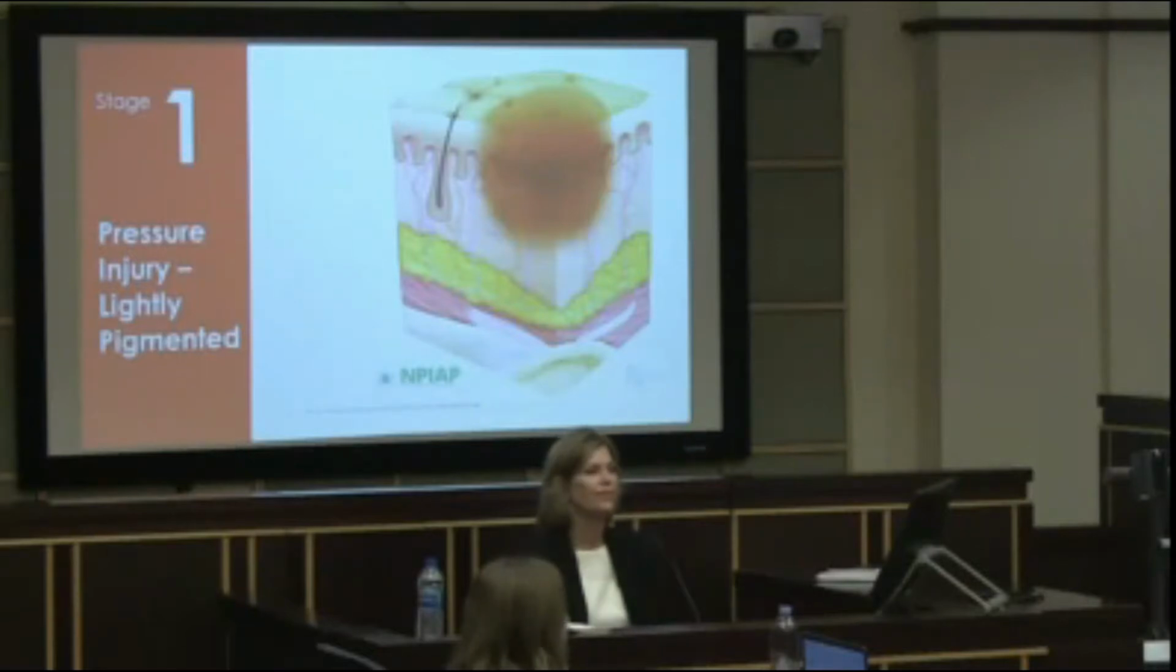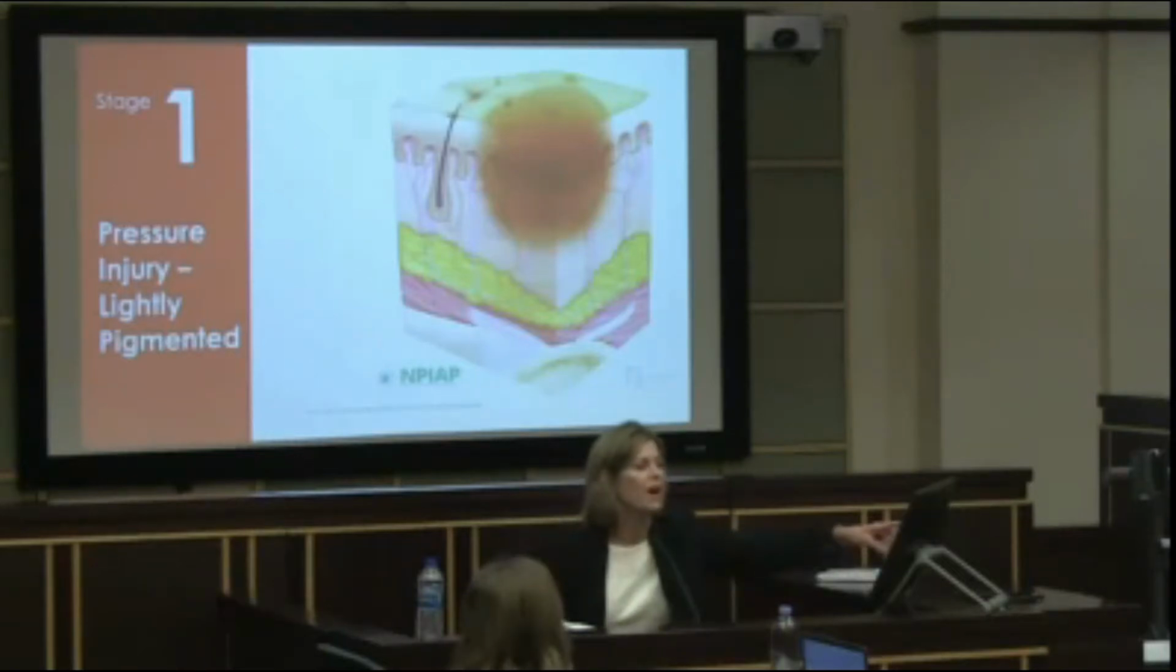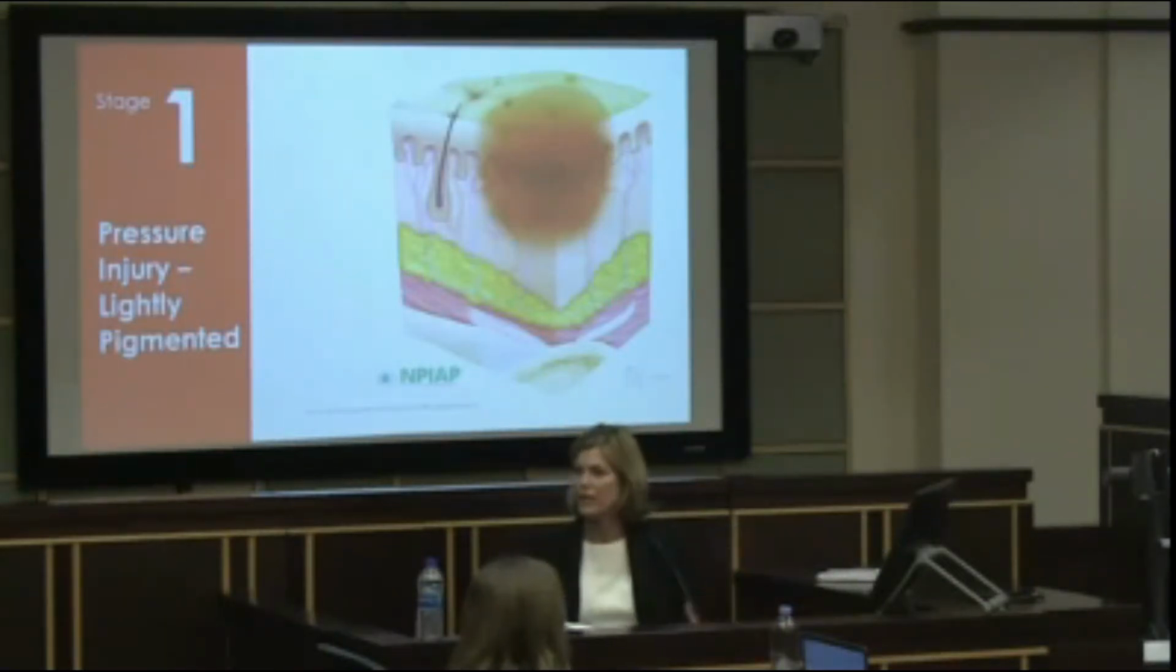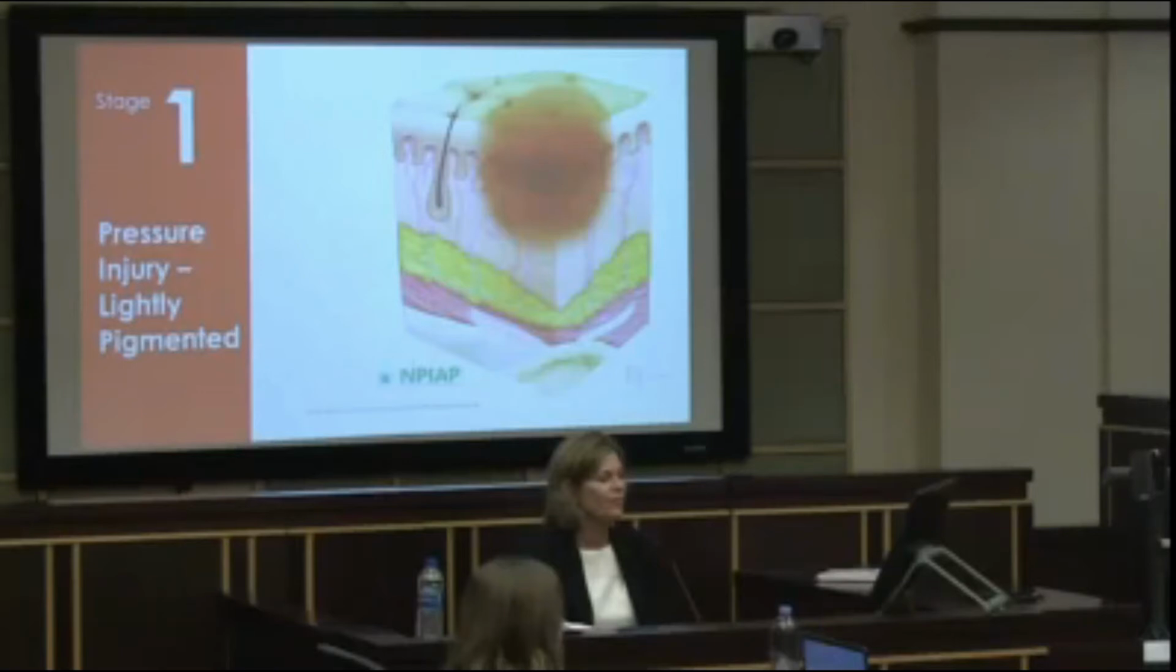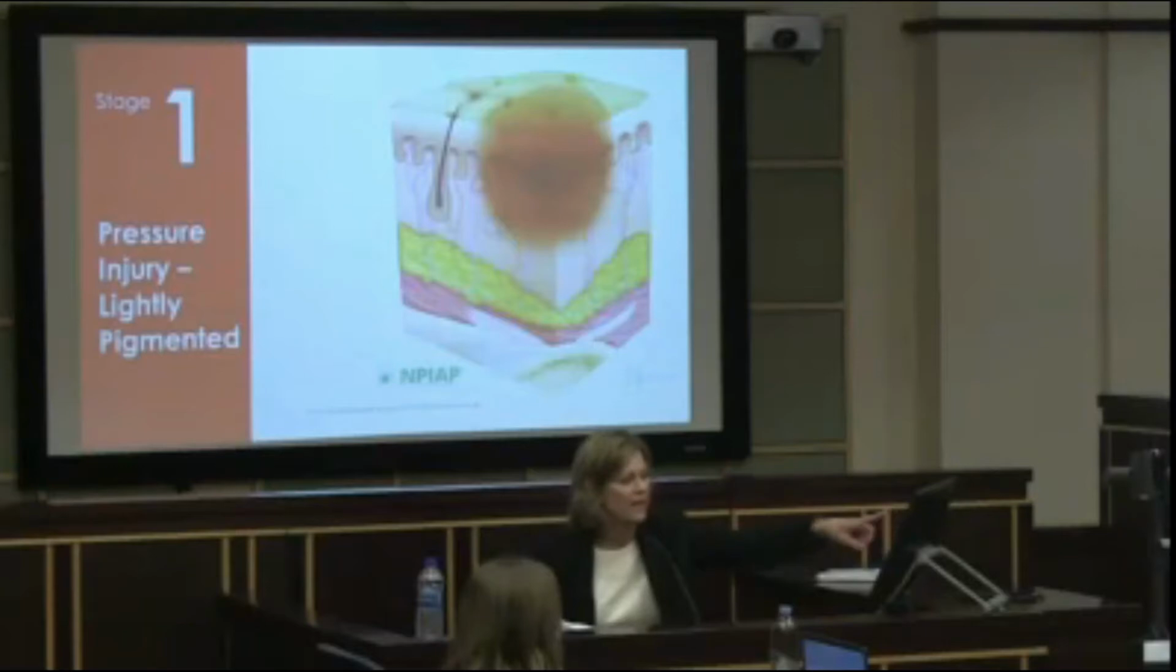You see the photograph, but generally, what is a stage 1? It's a reddening of the skin that's non-blanchable, and there is no opening in the skin. Non-blanchable means if you touch the area, it stays red. Blood doesn't recirculate to the area. Is there damage under the outer layer of the skin? To the top 2 layers of the skin, the dermis and the epidermis.